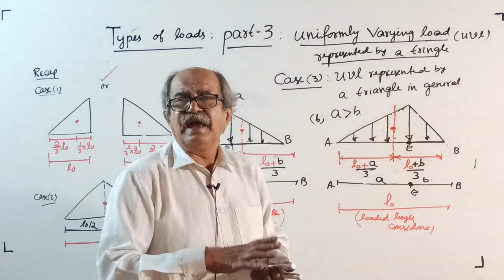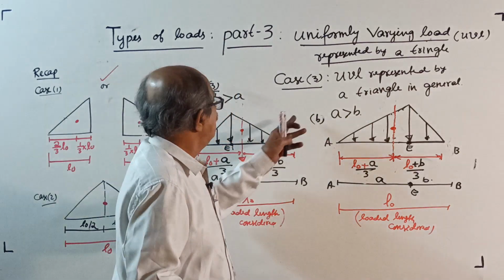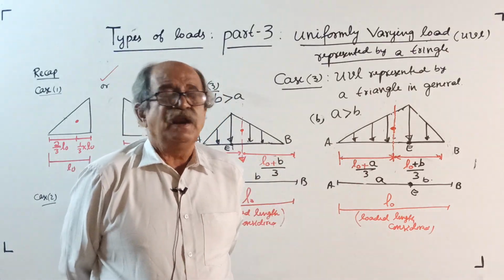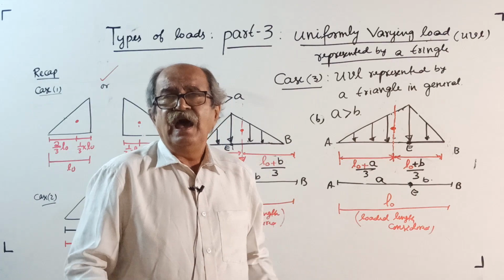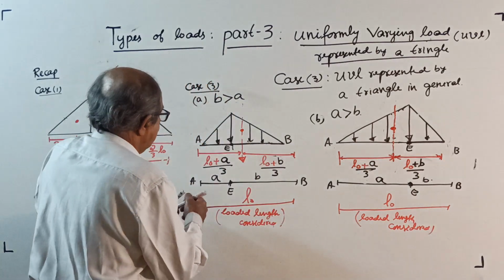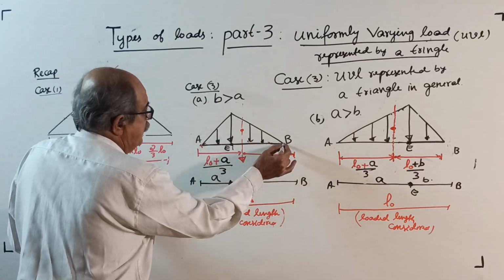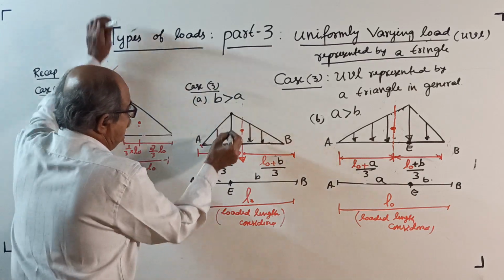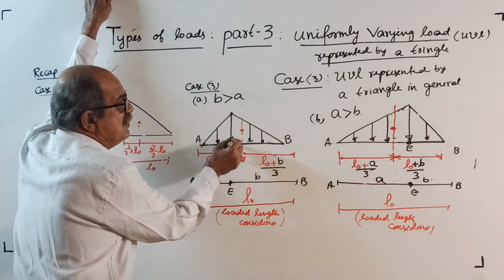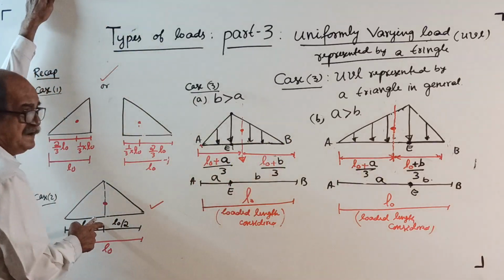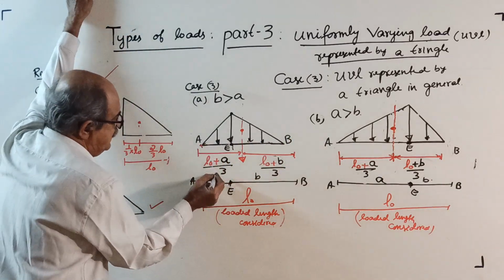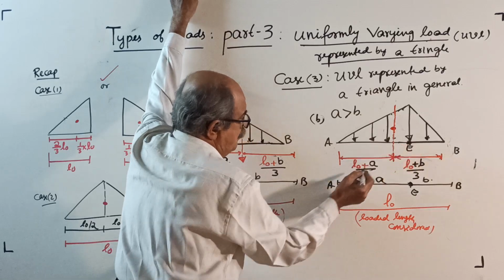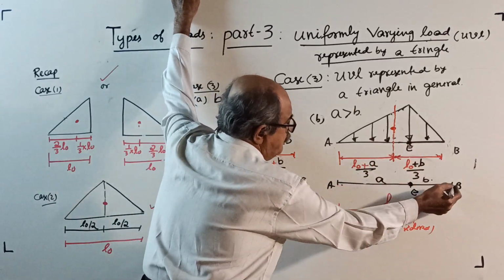See, a random triangle. Before I go there, I'll just tell you one thing. See here, this is A, this is B. Loaded length is L0. This is the maximum intensity. E is the point, one extra point E I will take. Let the point E, where intensity is maximum, divide the length into A from here and B from here.